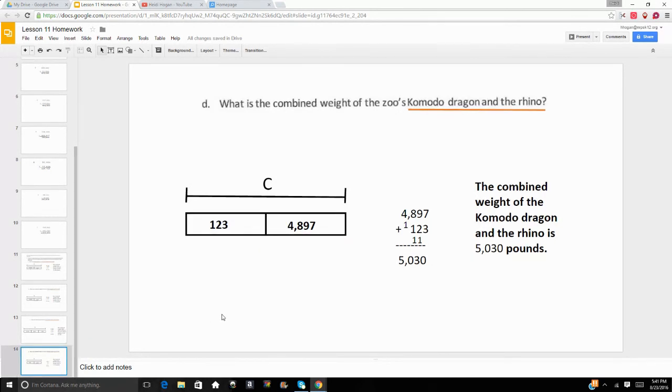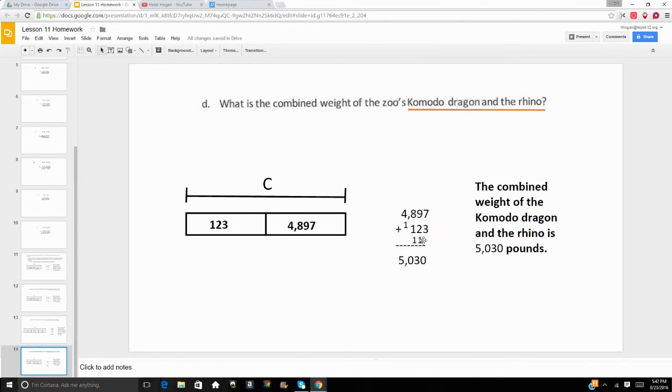And I think this is our last one. The combined weight of the Komodo dragon and the rhino. So 7 plus 3 is 10. We can't have 10 ones, but we can have 1 10. 9 plus 2 is 11 plus 1. 9 plus 2, 9, 10, 11, 12. I did this wrong. What happened? My answer's wrong.